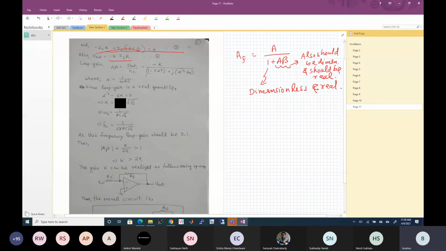Please write it down in this manner, where alpha equal to 1 by omega RC. Please write that down. I'll wait for 2-3 minutes. Once you have done, please raise your hand.